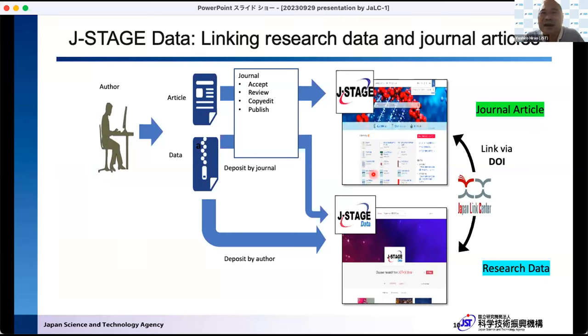3,800 titles. It is an online journal platform for Japanese academic associations. Its companion service, J-STAGE Data, will store research data, and each system registers DOIs via JaLC. J-STAGE registers a DOI for each journal article. J-STAGE Data registers a DOI for research data. So each has a DOI, and they are linked via DOI. So this is an example of linkage between journal articles and research data of JST services.